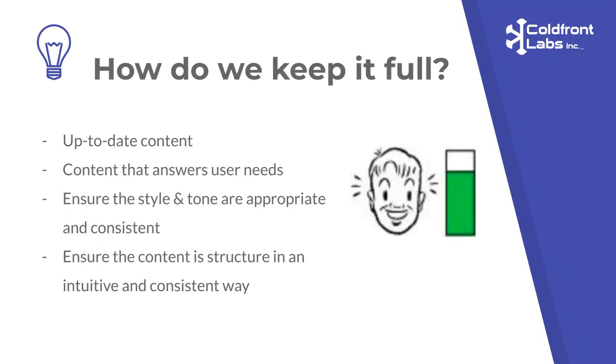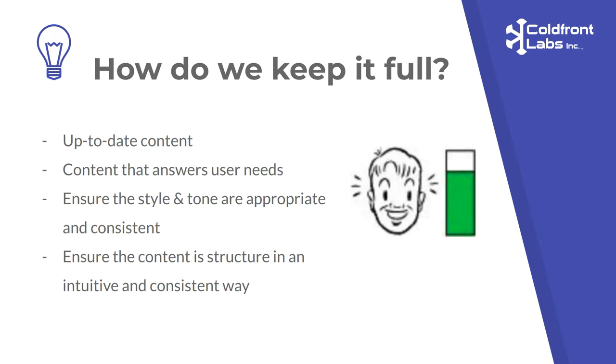But we can keep it full by making sure that our content is up to date, and that we have a content operations model that allows us to make sure everything is up to date. And that it answers user needs. Again, not content for the sake of content, but that it actually focuses on the main user stories of what brings people to your website. We also want to ensure the style and tone are appropriate and consistent. Appropriate means knowing our audience inside and out and speaking to them in a language, vernacular, and style that is acceptable for the web and also individualized to them in some way.